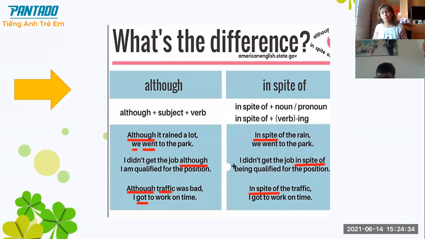It's just like saying, I didn't win the game, although I tried my best. I didn't win the game in spite of trying my best. The same thing with that. I didn't win the game, although I tried my best. Or I didn't win the game in spite of trying. Okay? Do you understand? Yes. Okay, very good, great job.